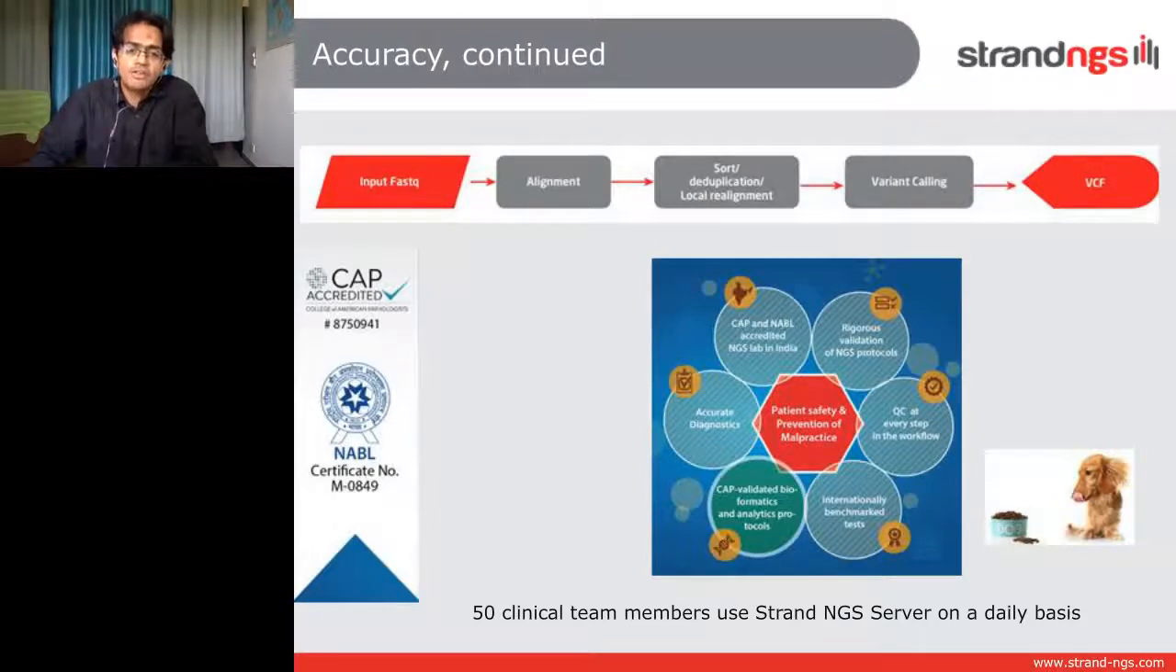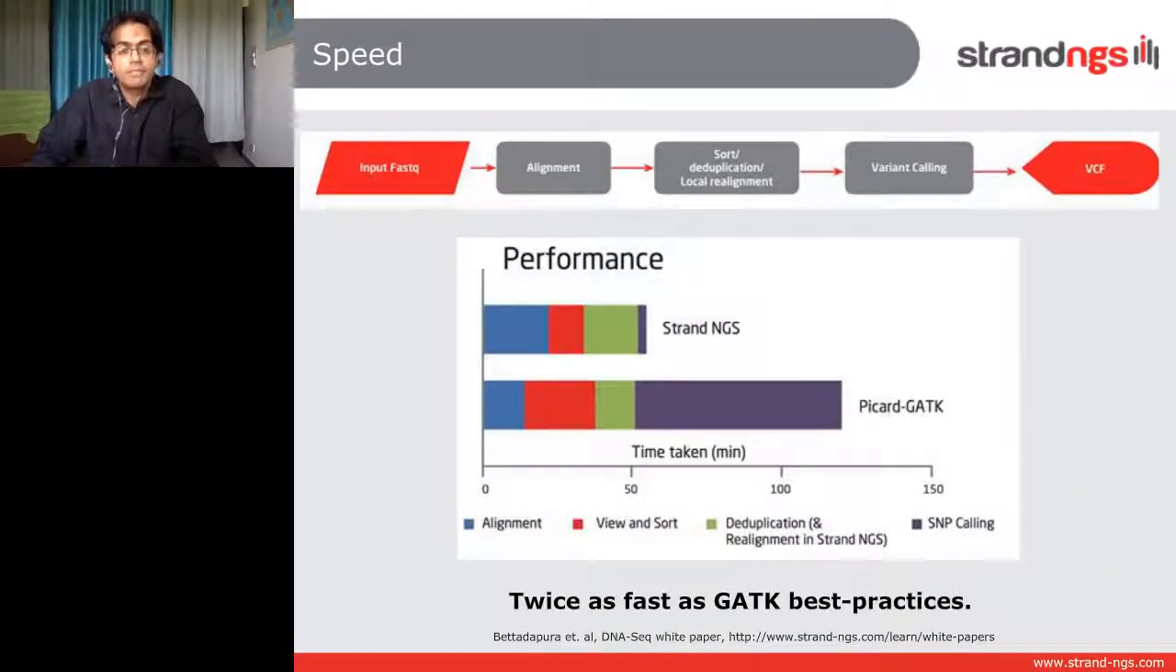You also have the speed. It's twice as fast as the GATK best practices workflow, and that should, again, come as some consolation to members of clinical genomics labs, especially their PIs.